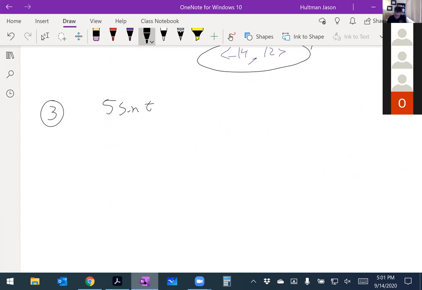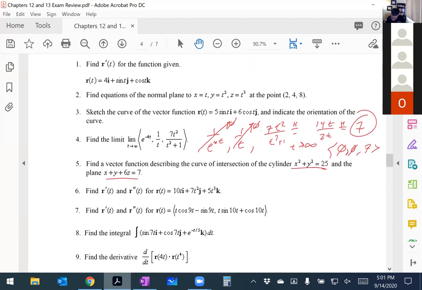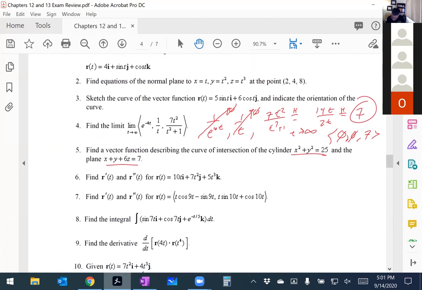Is this an i or a j? For number 3, yeah, 5 sine of t i plus cosine t j, right? So you're like, that doesn't look right. Why doesn't that look right? Because if you're thinking of a unit circle, what should go first? The x should go first with the cosine, and the y should go second with the sine. But that's kind of reversed here, right?